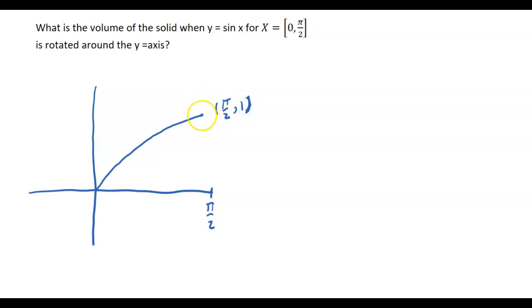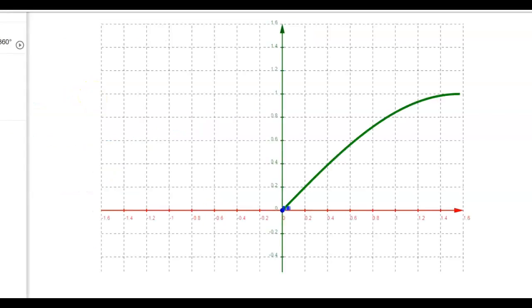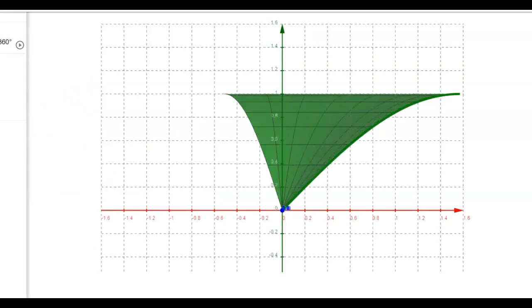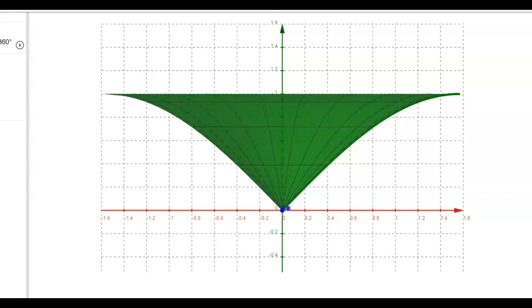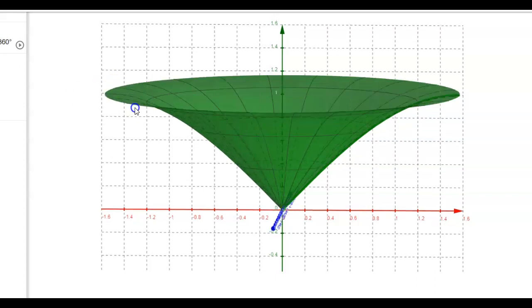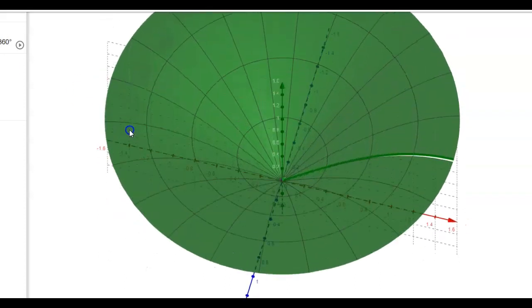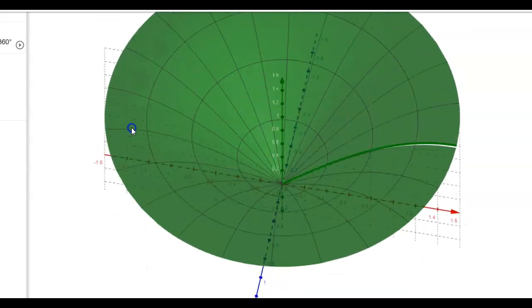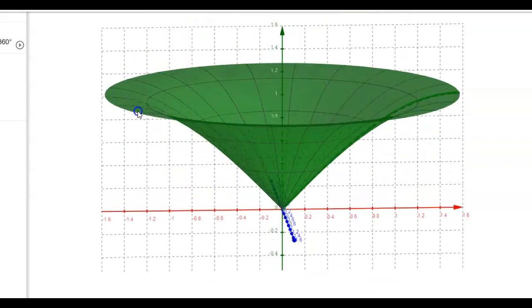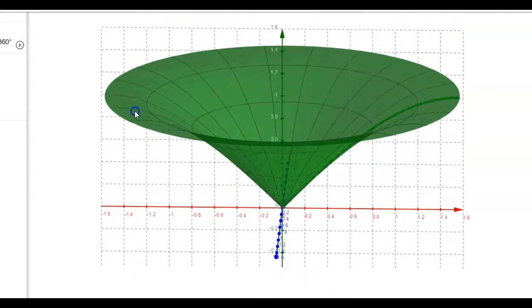And we're going to rotate this thing around the y-axis. Okay, so let's see what that would look like. Watch as I rotate this sine function around the y-axis. Okay, so we get a shape that looks like a whirlpool or something, or a tornado, right? So we're going to get the volume of that whole thing right there.